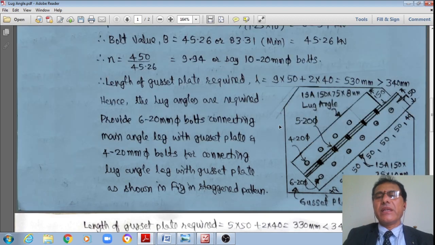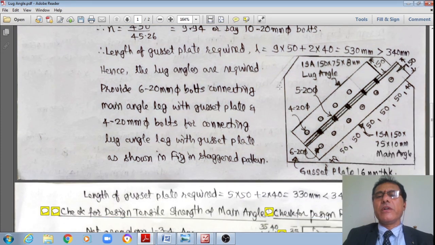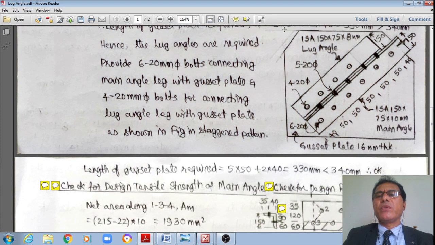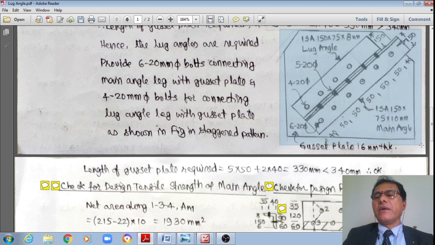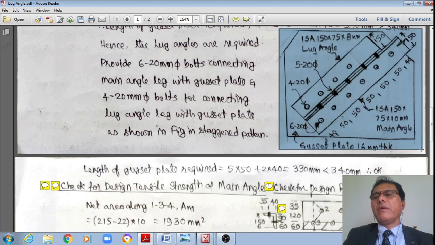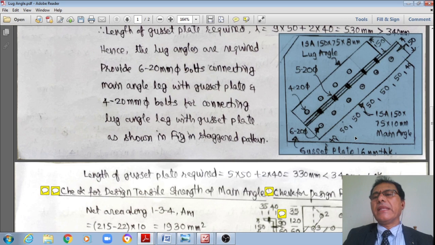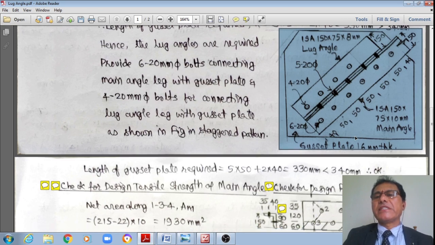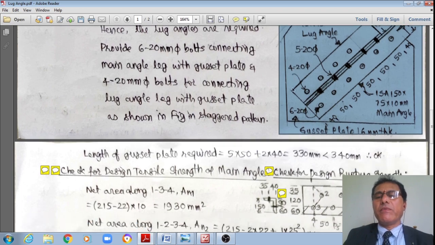That is how the figure is, student. I am just showing this figure, connecting the main angle to the gusset plate with 6 number of 20 mm dia bolts as well as 4 number of 20 mm dia bolts.